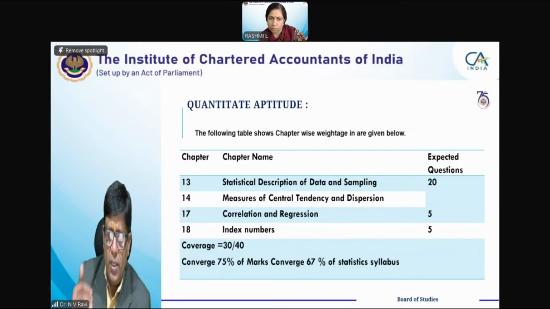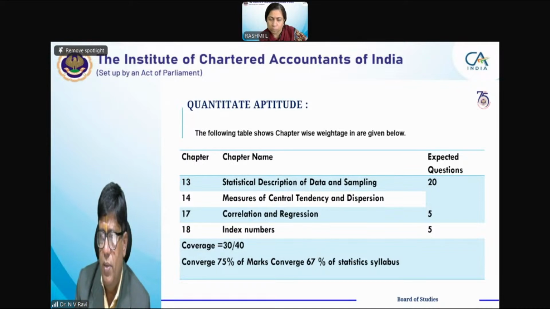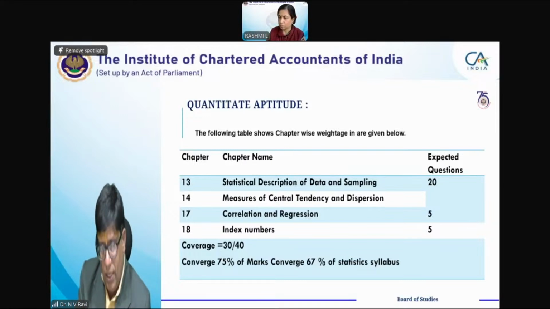Likewise, focus on correlation and regression: what is correlation, what are the limits of correlation, -1 to +1, negative correlation, positive correlation, what is the correlation coefficient, square of the correlation, 0 and 1, coefficient of determination, coefficient of non-determination, and what is the regression equation of y on x and x on y.